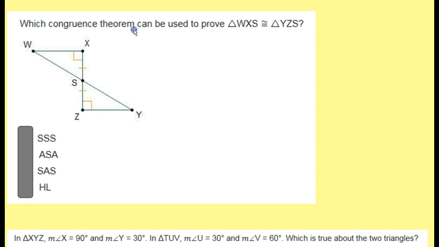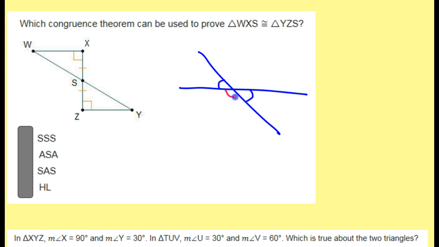Okay, which congruence theorem can be used to prove that WXS, shown here, is congruent to YZS, shown here? Now we have the markings that we have. We have an angle and a side congruent to another angle and another side. We need one more thing. The thing that's missing is we have vertical angles. Whenever you have intersecting segments, they create vertical angles, which are always equal.